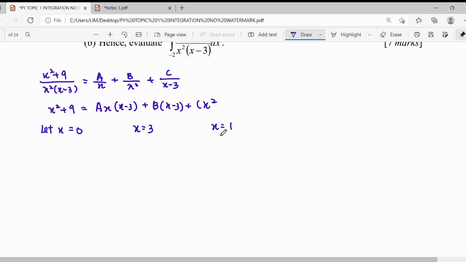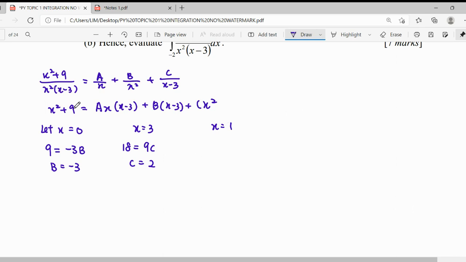Because we already have our roots, for this one we can randomly put a number to help us find the unknown. So when x equals 0, we substitute and get 9. 0 times everything is 0, so here is negative 3B, so we find B is negative 3. Then for another x value, when x equals 3, we get 18. 3 times 0 is 0, and 3 squared is 9C, so our C will be equal to 2.